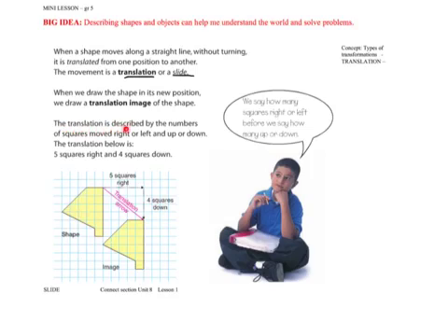A translation is described by the numbers of squares that it moves right or left and up or down. So here we have our original shape. Here we have our image shape. This would be our translation arrow. It's moved along a straight line, but to describe it, we talk about how many over and how many down. So in this case, we can see that it has moved 1, 2, 3, 4, 5 squares to the right, and 1, 2, 3, 4 squares down.